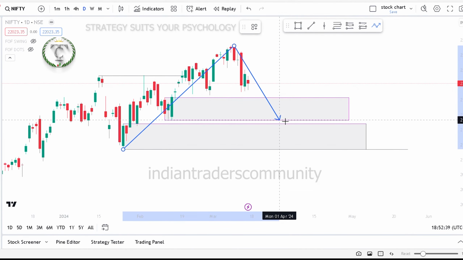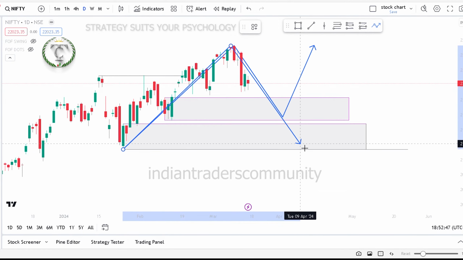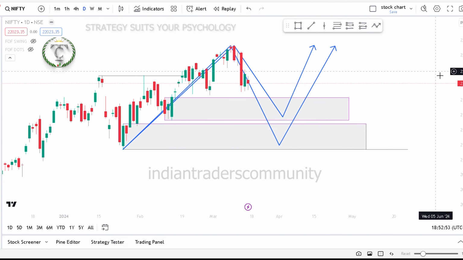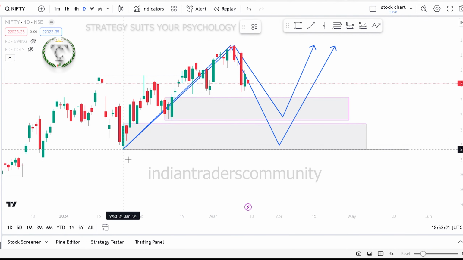So this demand zone is one level the market can go to like this, or another way is this here. These are the two levels you can buy, you can trade up to this level. Again, there are some other tools to find out the targets. For example, this is another tool.